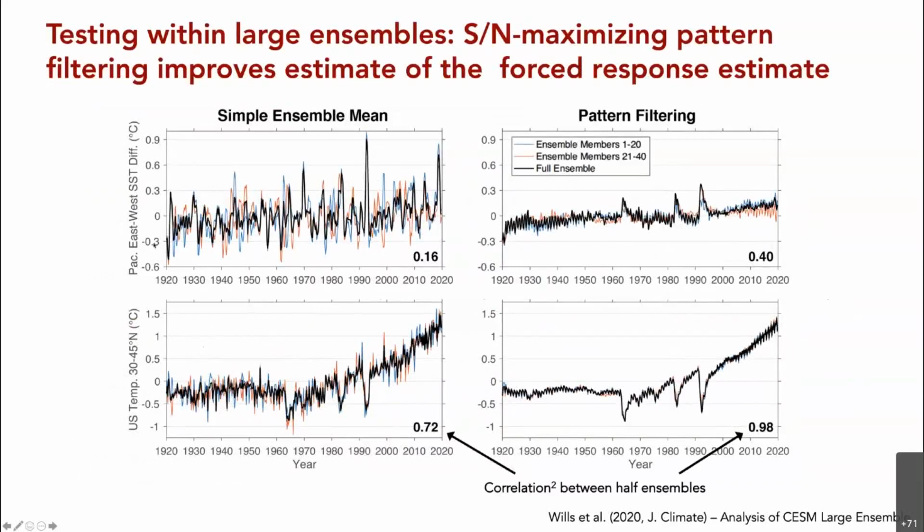So compared to a simple ensemble mean, which still has a lot of aliasing from ENSO noise and poor agreement between the red and blue lines, the two halves of the large ensemble, pattern filtering helps you see that there is actually a robust response, and helps you find it. There's this El Nino-like response to volcanic forcing and a weak El Nino-like trend in the recent period. Even for temperature changes that you can see within a simple ensemble average, it helps you clean that up. You get exactly what the forced response is.